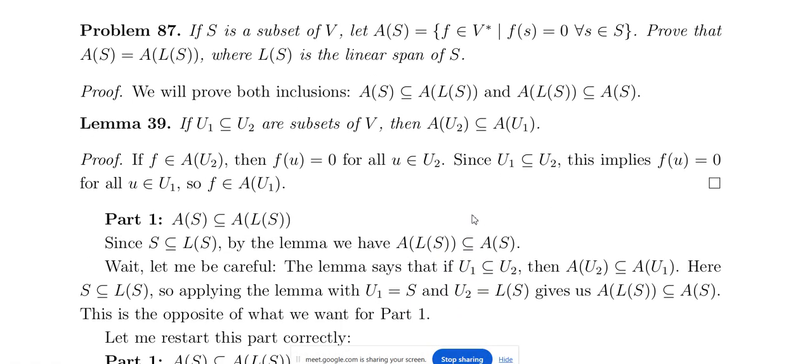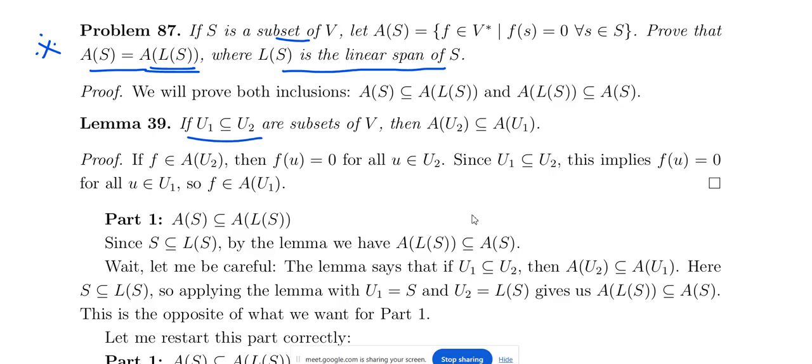Another one: S is a subset of V, and A of S is defined as the collection of the V star elements f such that f of s equal to 0 for every element s belonging to S. Then A of S equal to A of L of S, where L of S is the linear span of S. That is also very important. So A of S is a subset of A of L of S, and A of L of S is a subset of A of S. So from this, A of S equal to A of L of S.